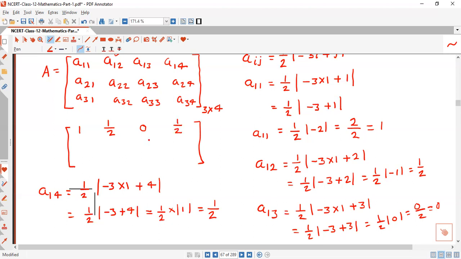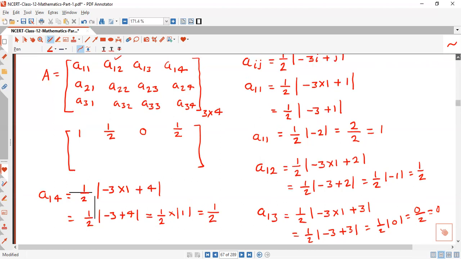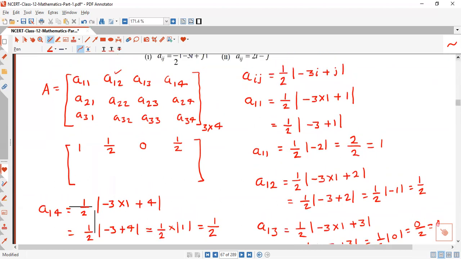Similarly, I can find the rest quickly. I show you the steps. A21 can be found like this: i equal to 2 and j equal to 1. Minus 3 into 2 is minus 6. Minus 6 plus 1 means minus 5. Mod of minus 5 means 5, and it comes out 5 by 2.